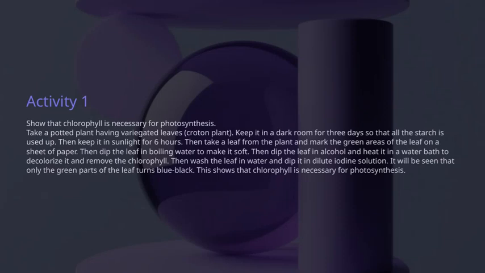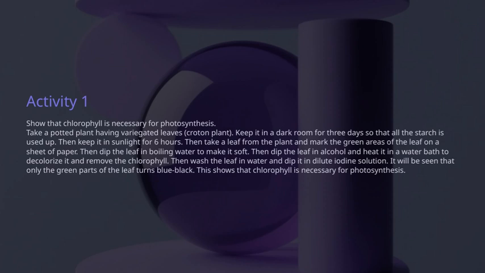Let's look at how chlorophyll is essential for photosynthesis. I'll demonstrate this with a croton plant, which has variegated leaves. First, we keep the plant in a dark room for 3 days to deplete all the stored starch. After that, we expose it to sunlight for about 6 hours. This process allows the plant to produce starch only in the areas where photosynthesis occurs.